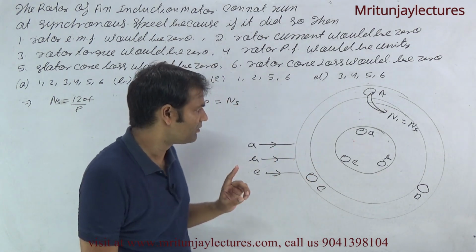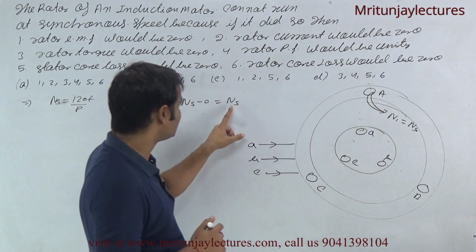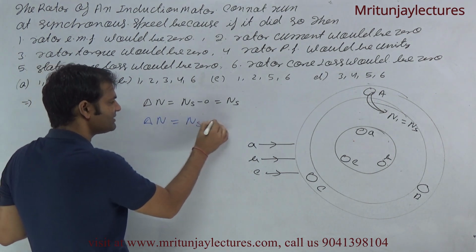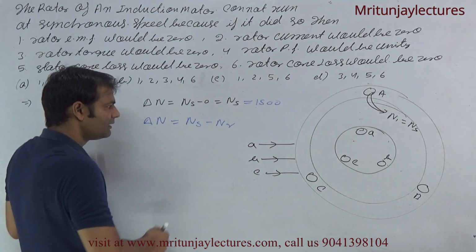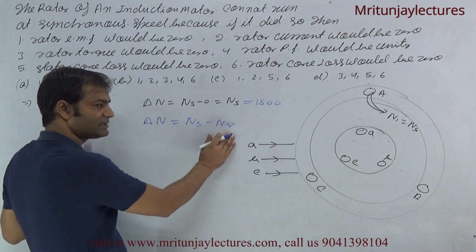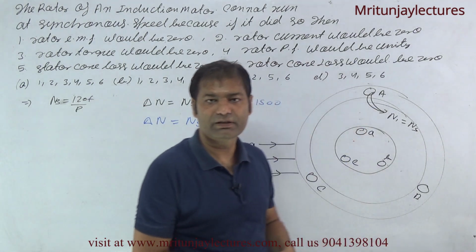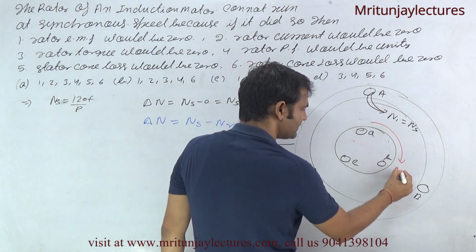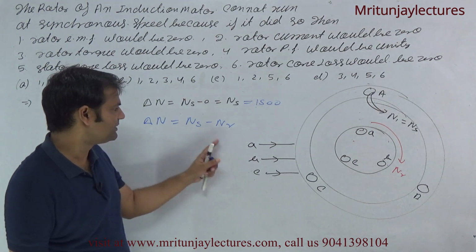After that, what about the induced current? According to Lenz law, induced current always opposes the relative motion. Relative motion means our NS, this becomes NS minus NR. Why? Because, suppose there is 1500, according to Lenz law this speed is reduced, means NS minus NR. What about the rotor? The rotor moves in the same direction as the stator field, only possible if the rotor rotates in the same direction as the stator field, then the relative speed decreases.